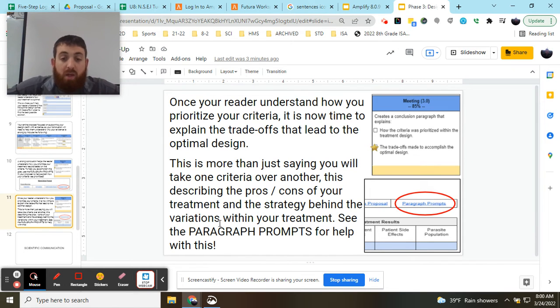You also need to tell us the strategy behind your variations within your treatment. So in other words, tell me why you chose the 4 days rather than the 5 days. Tell me why you chose the large doses rather than the small doses. Tell me how those different variations led to your priority number one, whether it's cost, side effects, or resistance level coming true. And again, your paragraph prompts will help you accomplish that. So check your paragraph prompts to help you accomplish our two parts of our rubric.